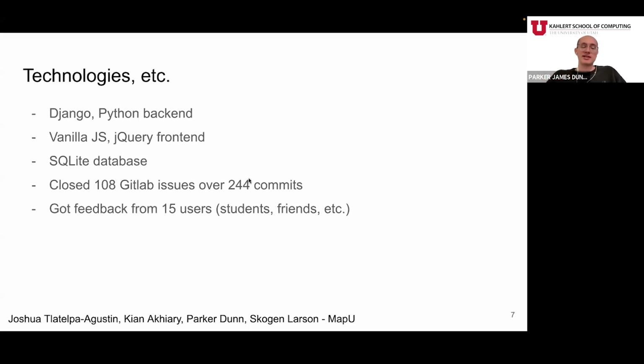And then a little bit of statistics about how much work we ended up putting into this project. We closed 108 GitLab issues, over 244 commits. That's a lot of work we put in over this past couple of semesters. And then a little note on feedback. We got feedback from 15 users who are students or friends, family, that sort of thing.